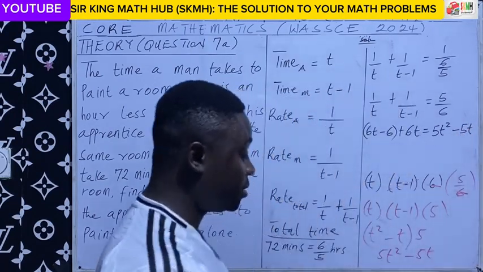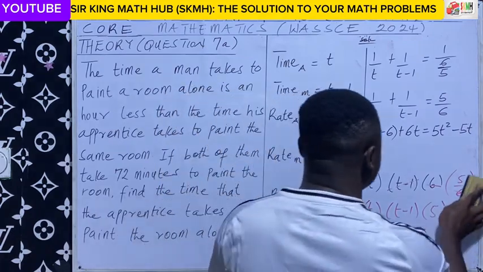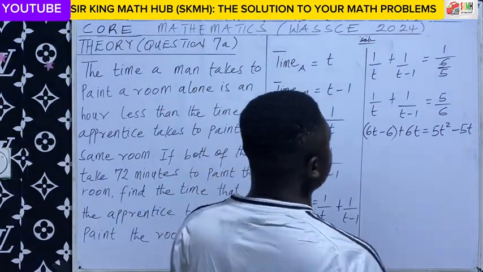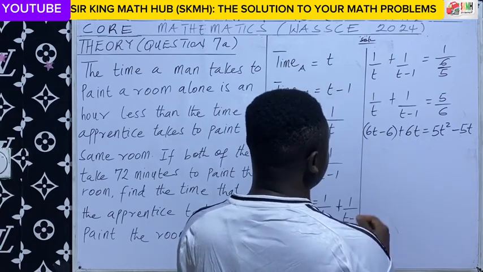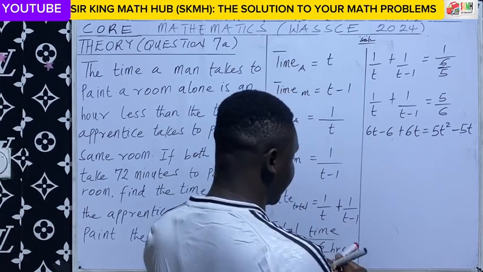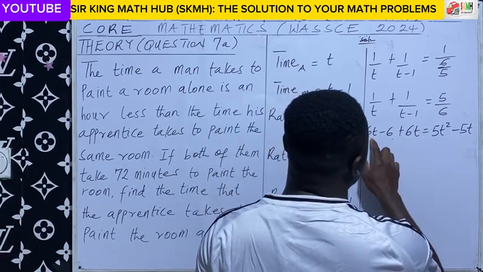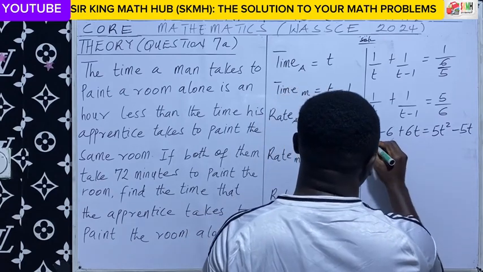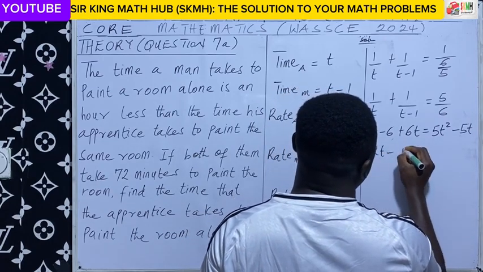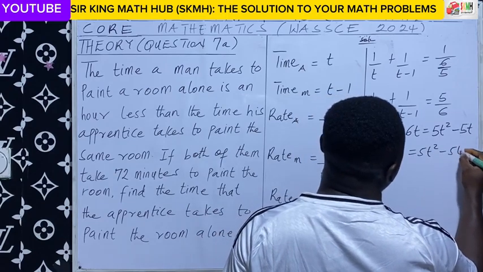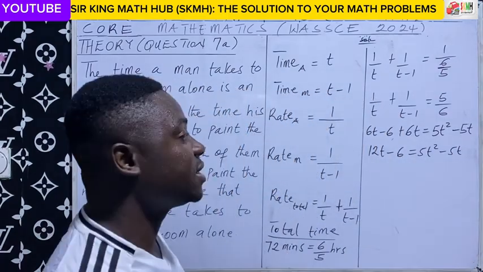So let's simplify again. Okay, so we can eliminate the brackets and then simplify. So 6t plus 6t, we have 12t minus 6, and this should be equal to 5t squared minus 5t. I think we are getting a quadratic equation.